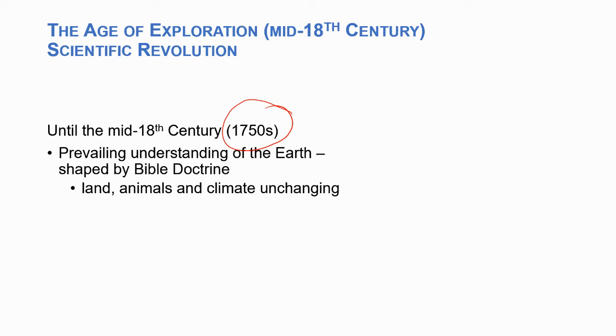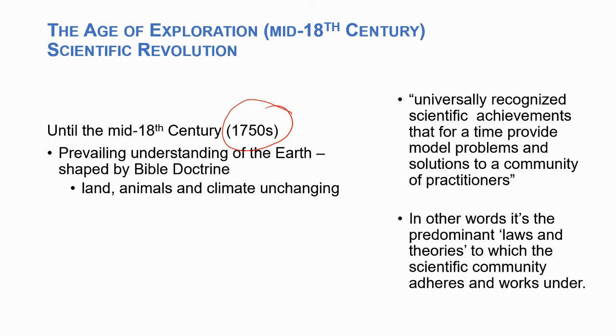However, when we think about prevailing understandings, what we're really talking about are paradigms. And the predominant laws or theories to which a scientific community adheres and works under is really what we're talking about in here. Basically, 200 years later, Kuhn came up with this word, paradigm. His definition was universally recognized scientific achievements that for a time provide a model or a solution to problems that a community of practitioners is undertaking, so particularly in sciences.